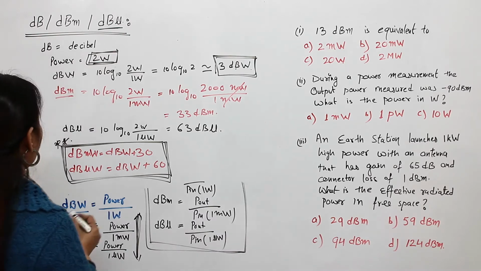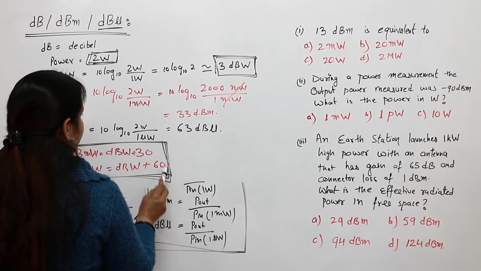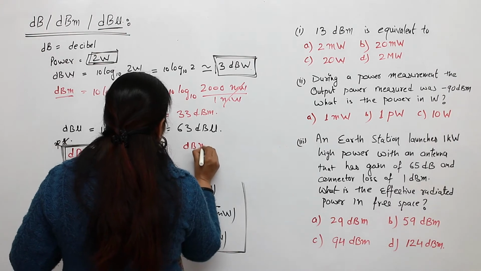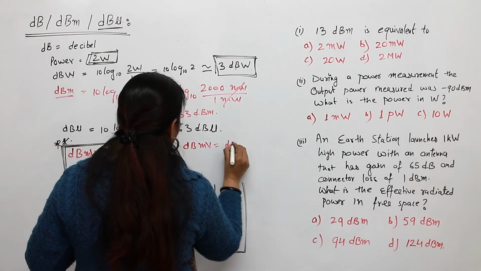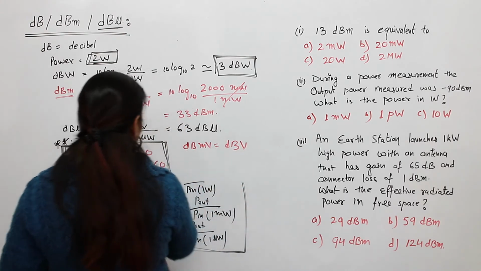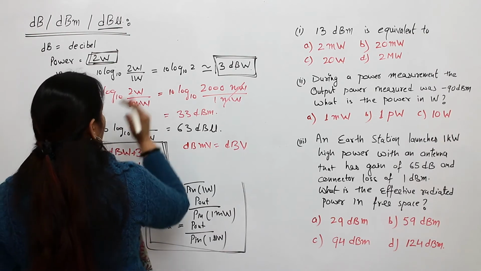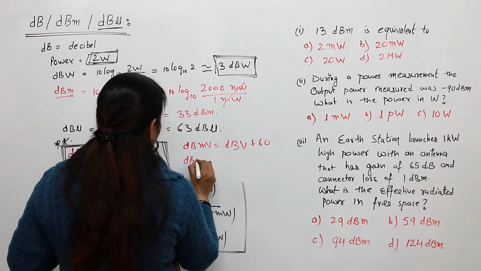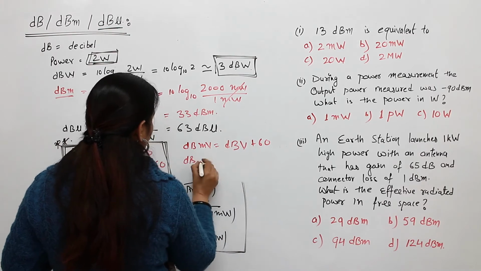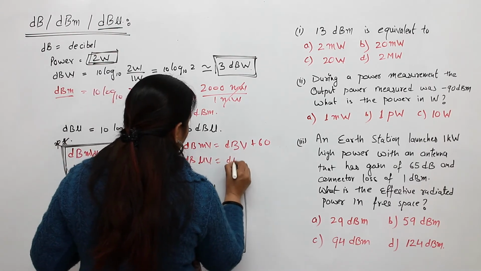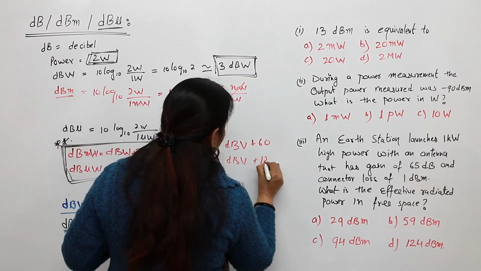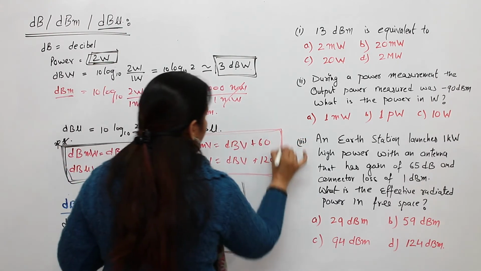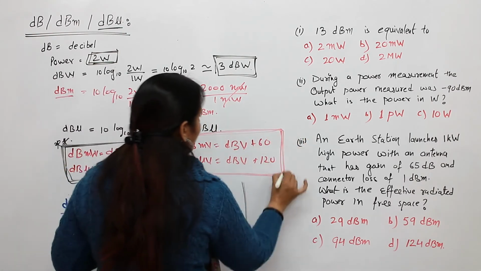And if you are describing all these formulas in volt, then dB millivolt will be dB volt plus 60. If you are not describing power gain but voltage gain, then you can write dB microvolt is dB in volt plus 120. As power is proportional to V square, we have described that voltage gain is 20 log10.